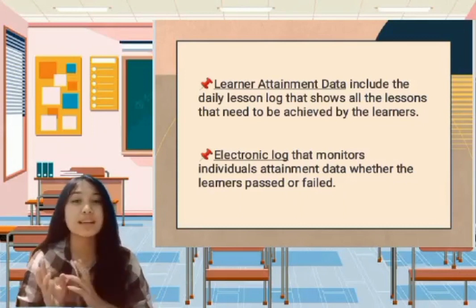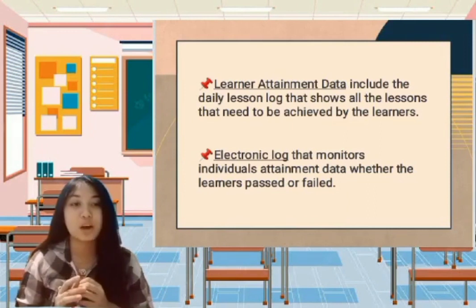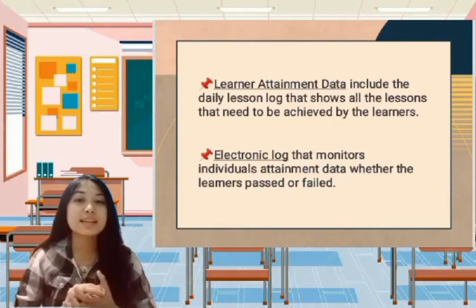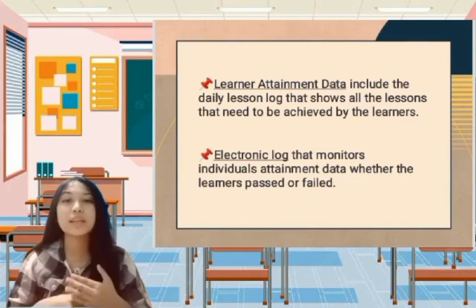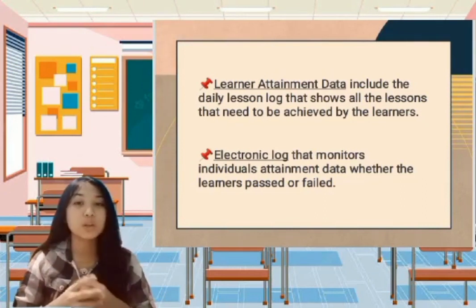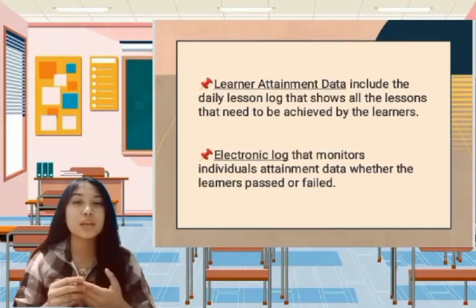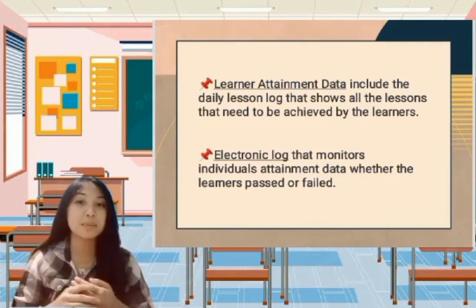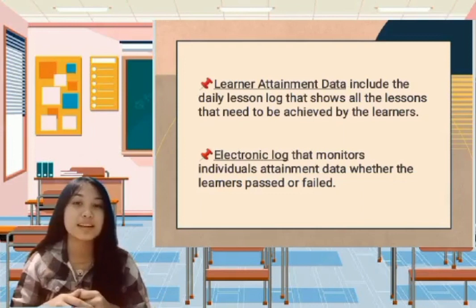The second one is the electronic tool. It monitors individuals' attainment data, whether the learners pass or fail. One of the most common examples of this is Google Forms or Google Docs. When we answer our Google Forms, there is a setting so that after answering the questions, teachers can find out which among their students failed or passed during their assessment.